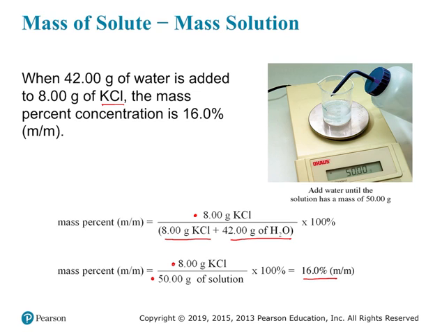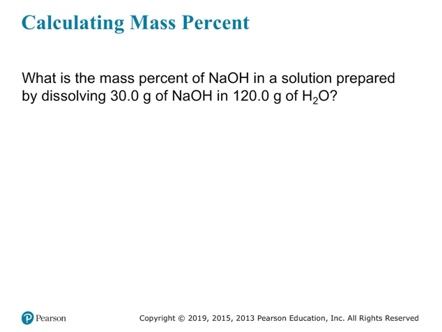So not too bad. So let's actually solve a problem here. Let's calculate the mass percent of sodium hydroxide in a solution prepared by dissolving 30 grams of sodium hydroxide in 120 grams of water. If you want to try this on your own first, feel free to pause the video, and when you unpause it, we'll go over it together.